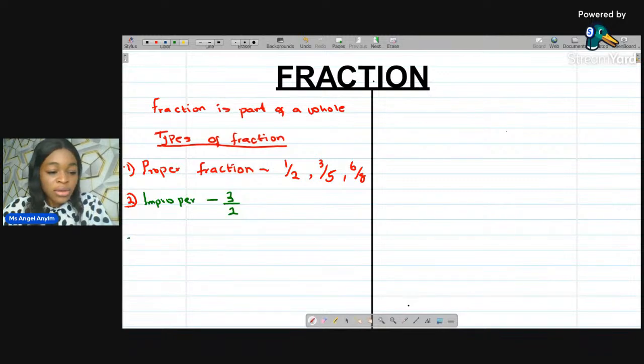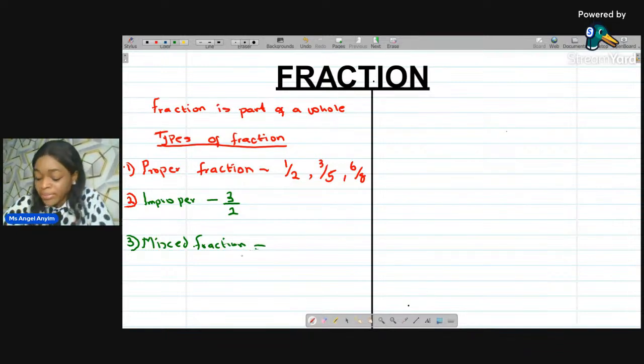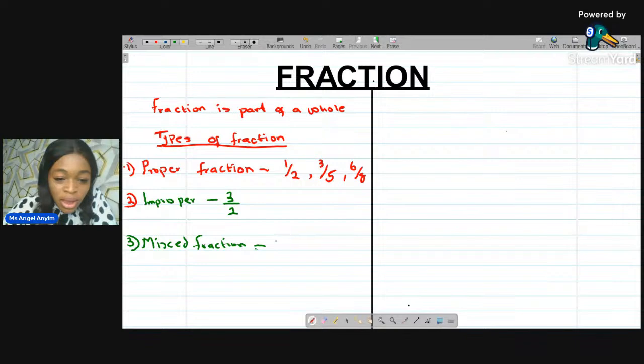And then the third one, we have the mixed fraction. So the mixed fraction is when you have a whole number and a proper fraction.